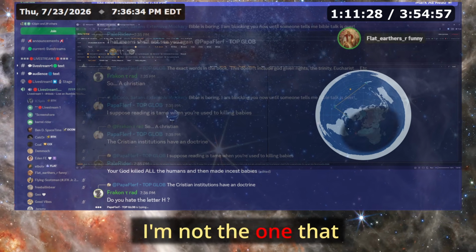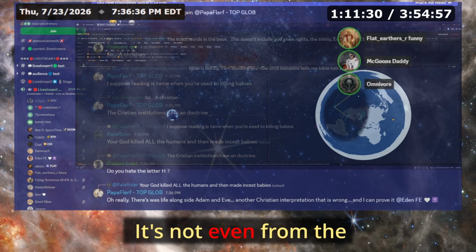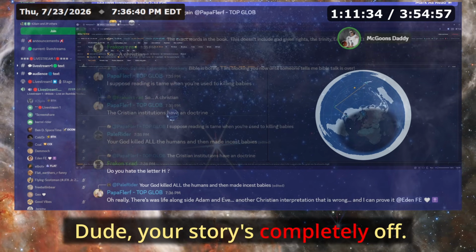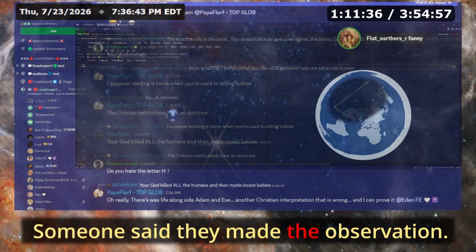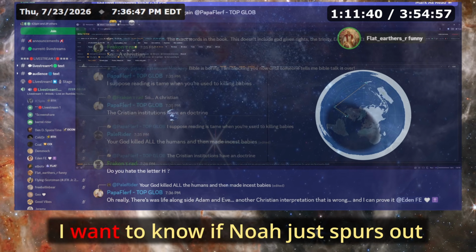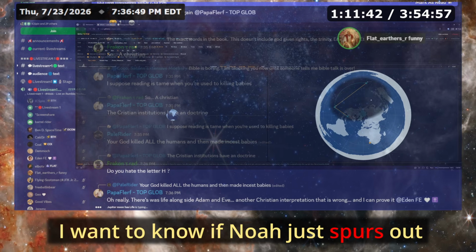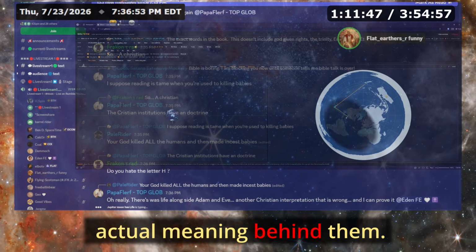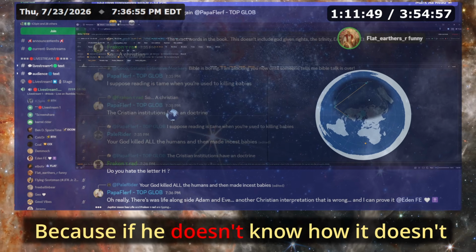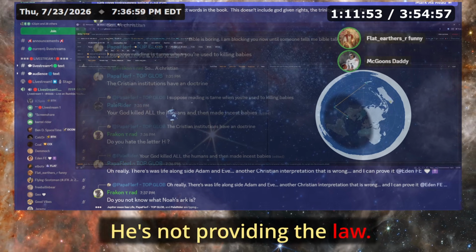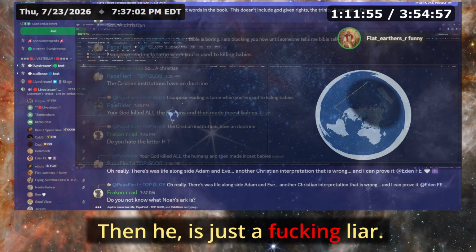I don't know. I'm not the one that made the observation. Dude, your story's completely off. Someone said they made the observation. Noah claimed that doesn't match the globe model. I want to know if Noah just spurts out words with no actual meaning behind them. If he doesn't know how it doesn't match the globe model, and he's not providing the model, then he is just a liar.